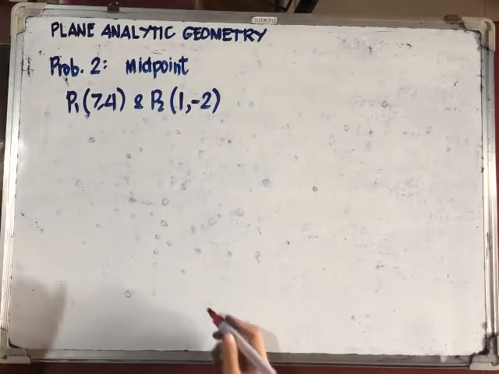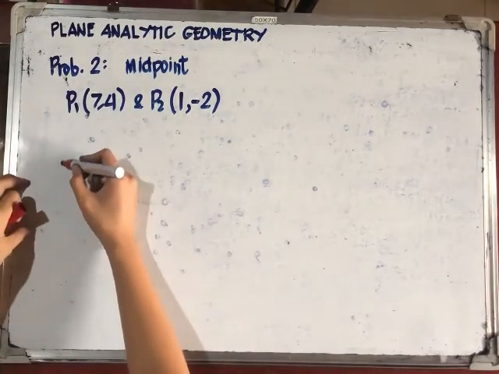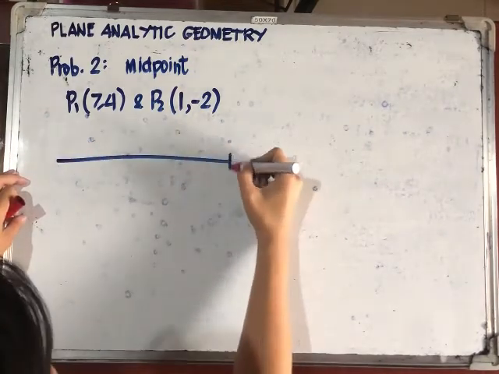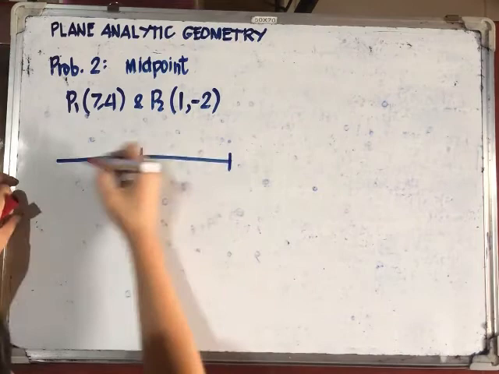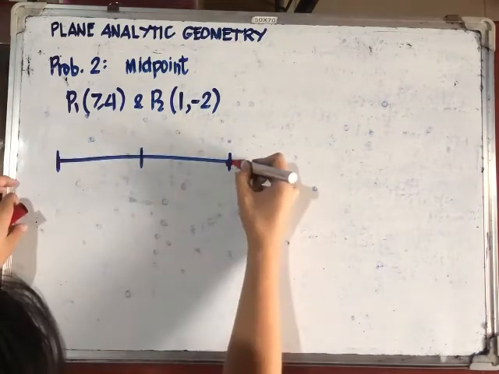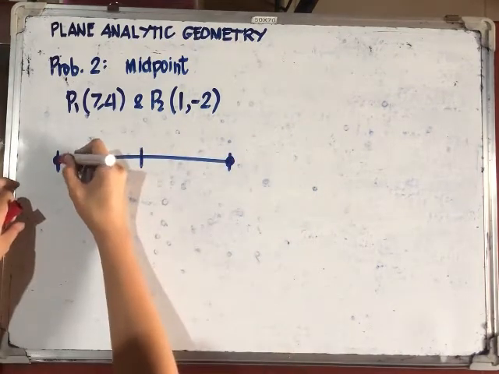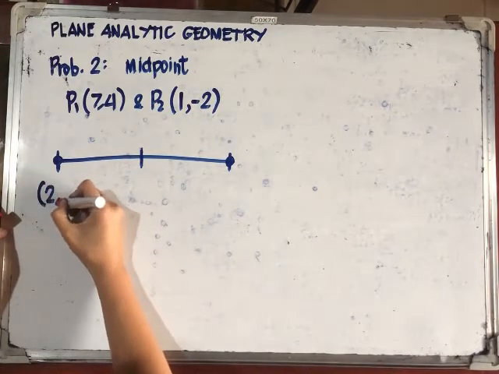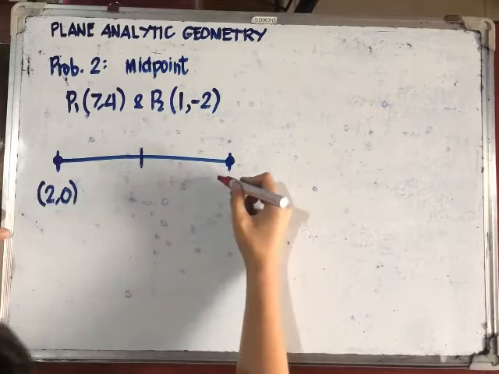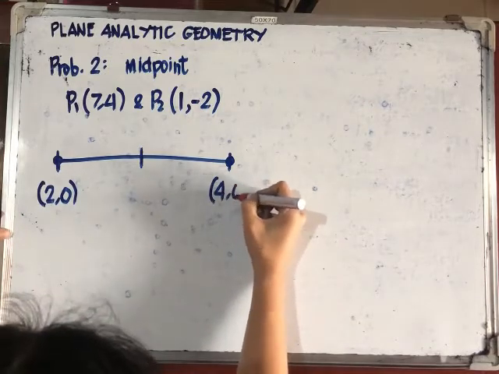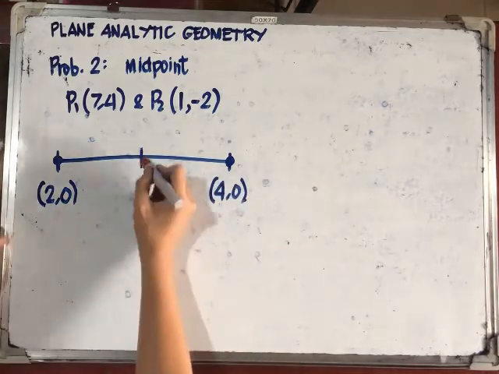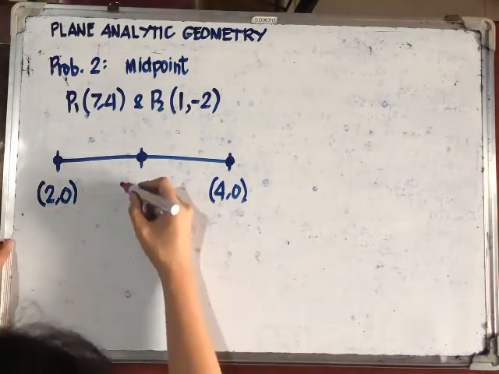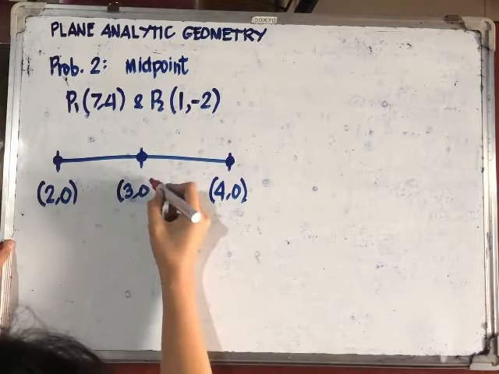Okay, so how do we get our midpoint? So say we have here a line. Let's exaggerate this line. And say this line contains 2 points. Say this one here is (2, 0), and this one is (4, 0). You know that the midpoint, by just looking at these values here, is (3, 0).